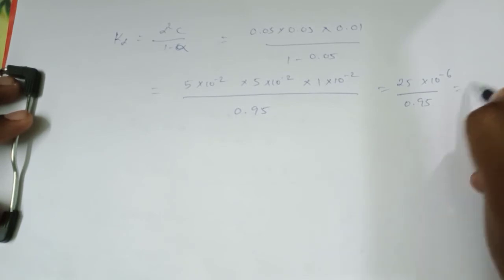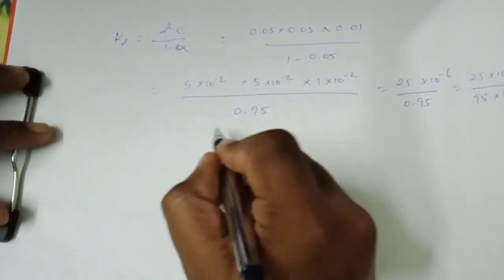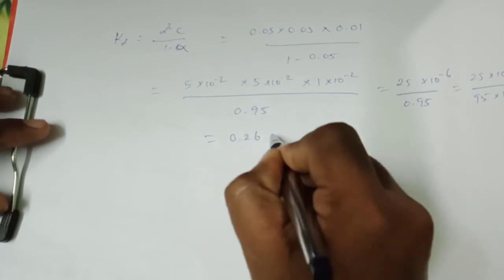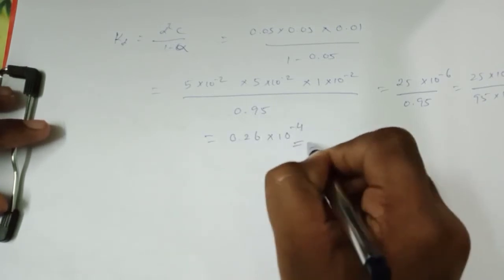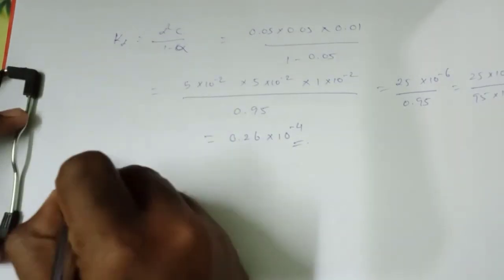This further you can write as 25 × 10^-6 by 95 × 10^-2. If you simplify this, you will get the final answer. The final answer will be 0.26 × 10^-4. Okay, so the next problem, question number 9.